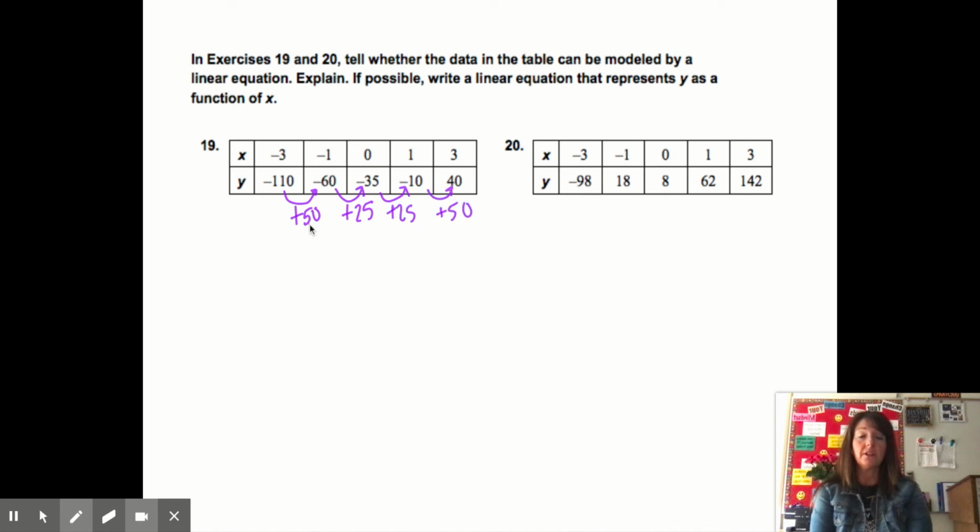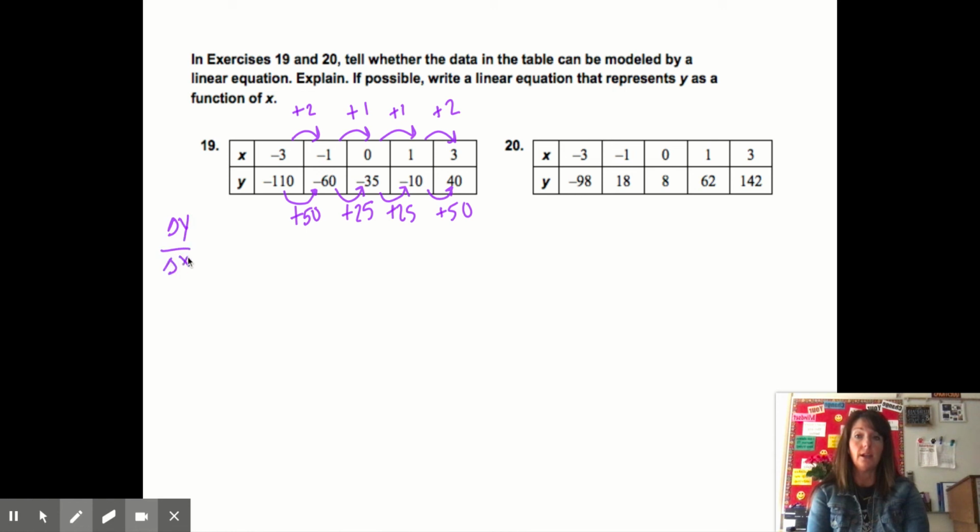So, at first glance, you're going to say, oh, that's not a constant rate of change. But remember, we have to measure our slope or our rate of change as the change in y over the change in x. So from negative 3 to negative 1 is plus 2. From negative 1 to 0 is plus 1, plus 1, plus 2.